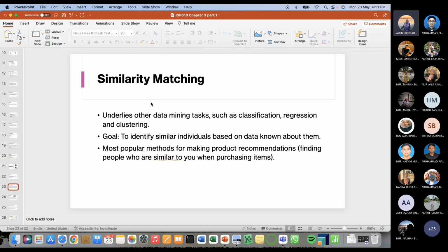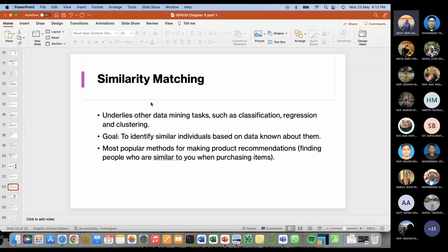boleh lah. Okay, so the goal for this similarity matching is to identify similar individuals based on the data known about them. So the company need to store the data about their customers. So based on the data tu, dia akan tengoklah similarity matching. Kalau kata classification, regression tu, we have specific machine learning methods kan. So kalau similarity matching ni mungkin you akan tengok macam based on the profiles, maknanya after doing the profiling, guna classification, guna regression, guna clustering tu, you can form this similarity matching. And most of the popular methods for making product recommendation, okay, is this one lah.